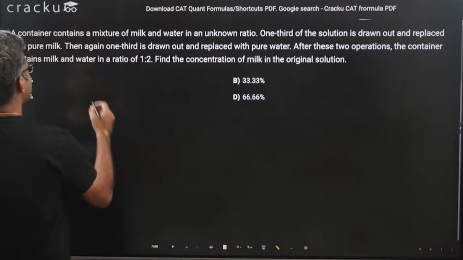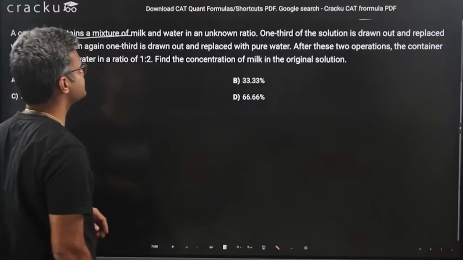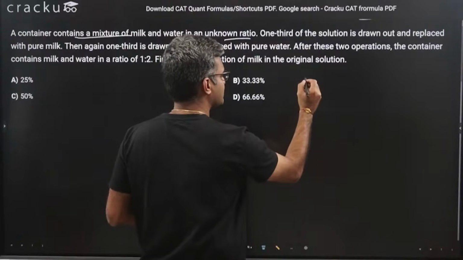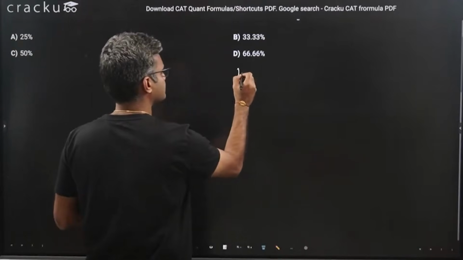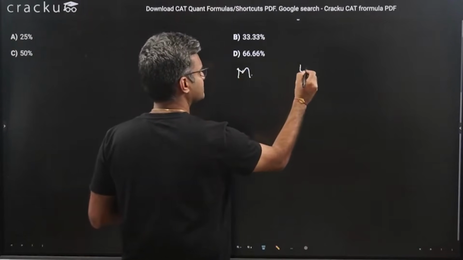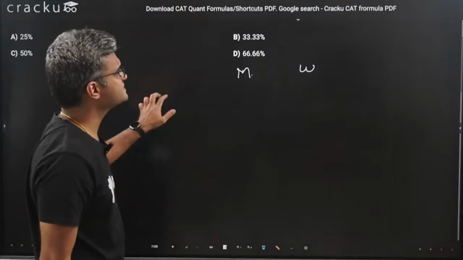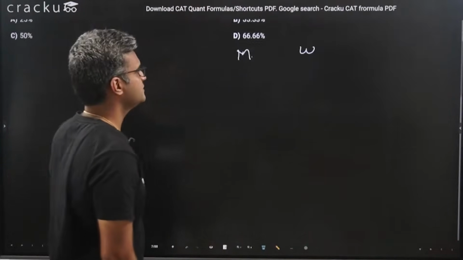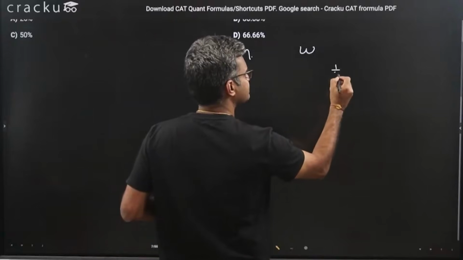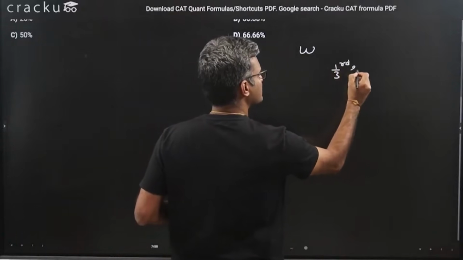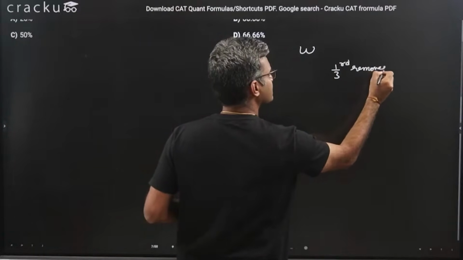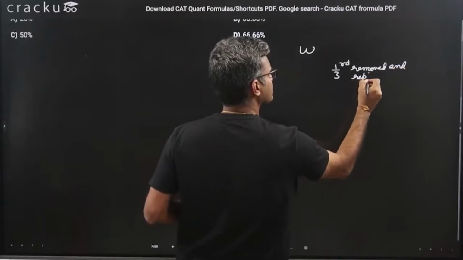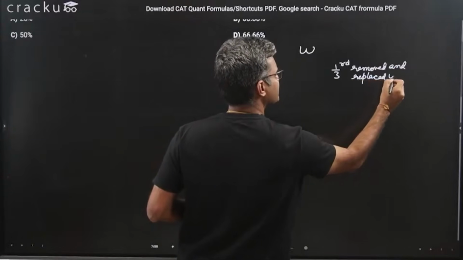So basically what we are told is that there is a container which contains a mixture of milk and water in an unknown ratio. So let us assume that there is some milk and there is some water. The ratio is not given to us, and 1/3 of the solution is drawn and replaced with pure milk. So 1/3 is removed and replaced with milk.